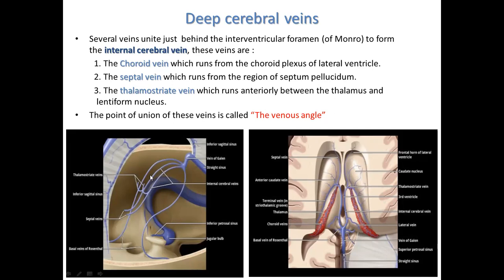The internal cerebral vein is formed from the union of 3 veins: the choroidal, thalamostriate, and septal veins. The region of their union is called the venous angle. The internal cerebral vein meets the internal cerebral vein of the other side to form the great cerebral vein of Galen. The basal vein of Rosenthal is also formed from the union of 3 veins and drains to the great cerebral vein of Galen. The great cerebral vein of Galen, a short segment, receives the internal cerebral veins, the basal veins of Rosenthal of both sides, and veins of the posterior fossa.